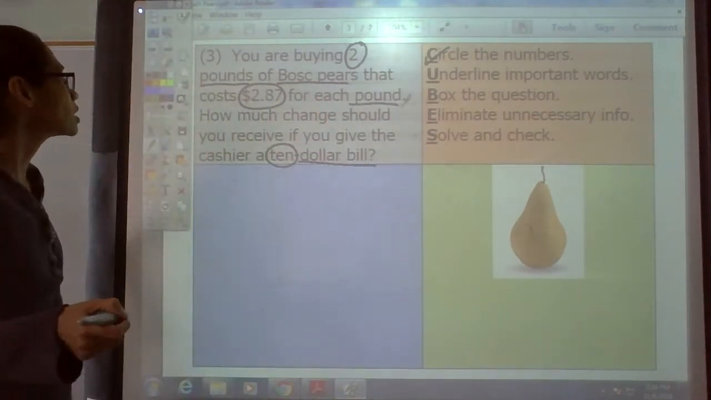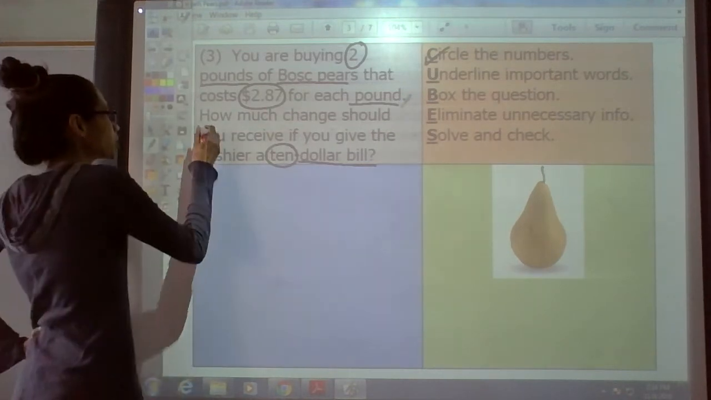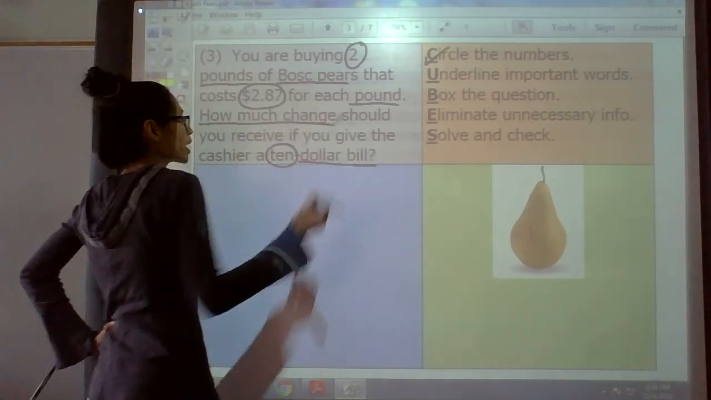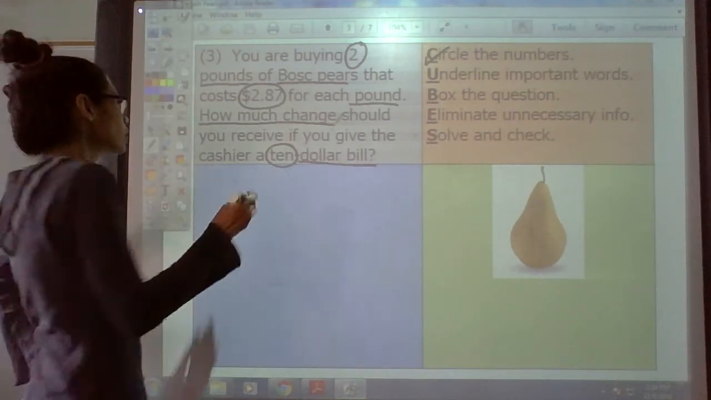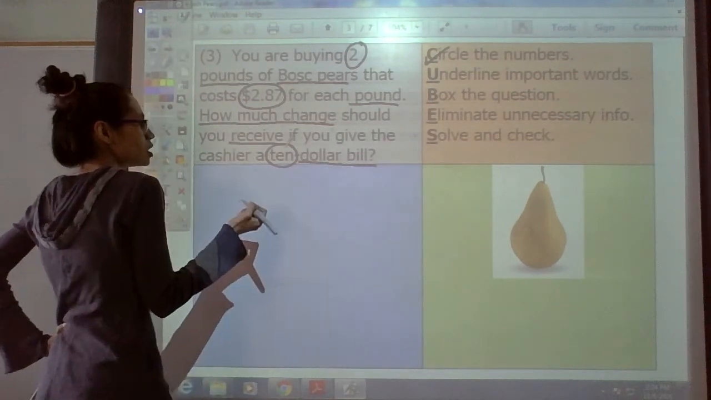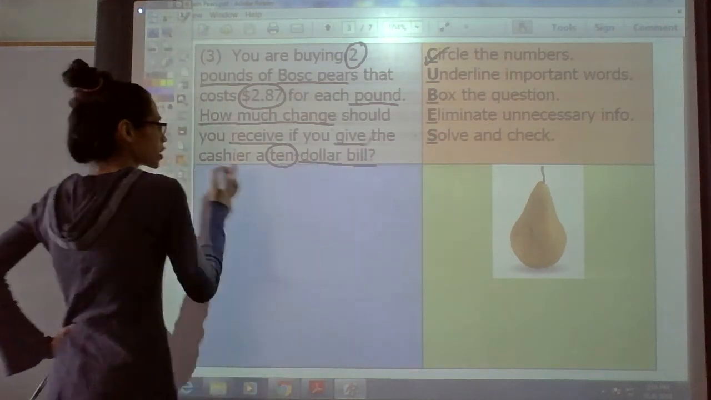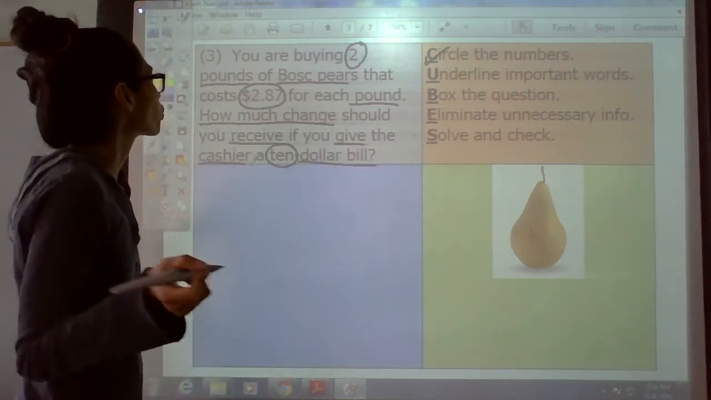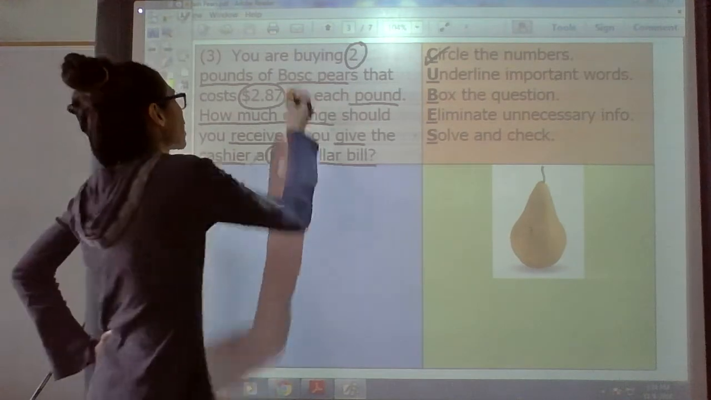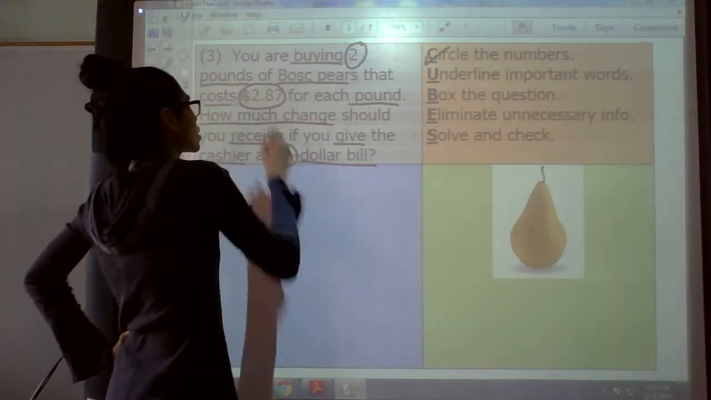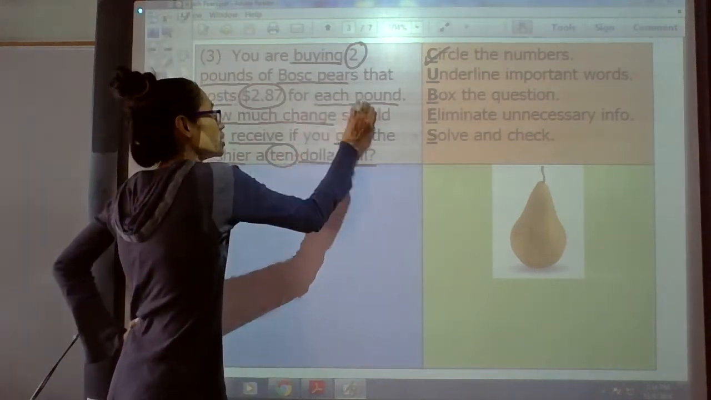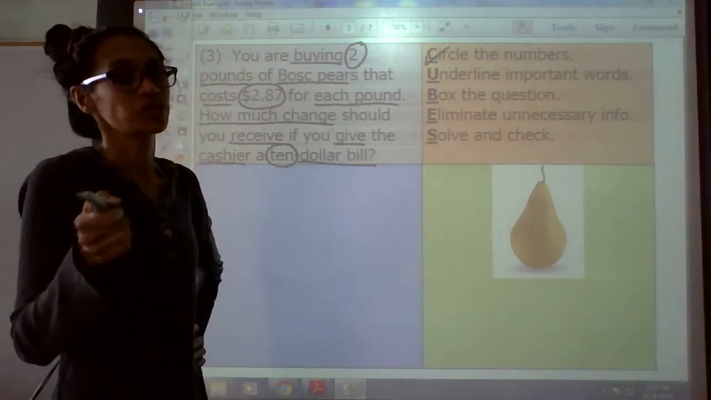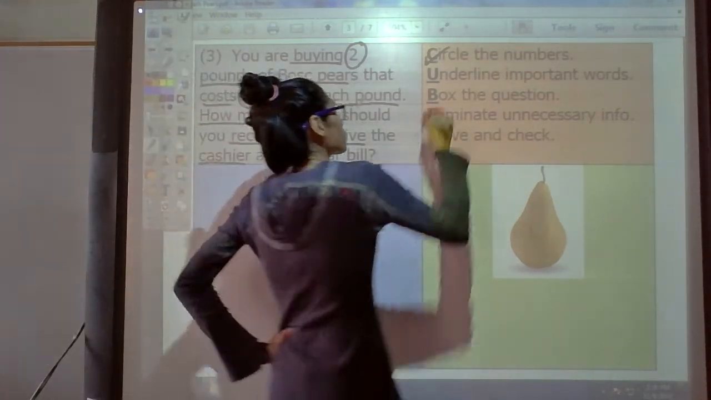What else do you see? How much? Okay, we can do how much change. What else do you see? Okay, you can underline receive if you want to. You can also underline give and maybe the cashier. Those are some important words. Buying, cost. All right, we're about to underline. Oh, there's one more word I found right there. Each, that's an important one. I think we're done with that step.